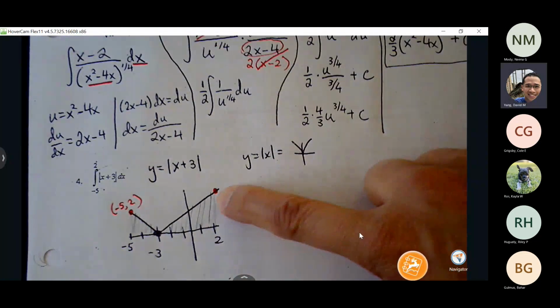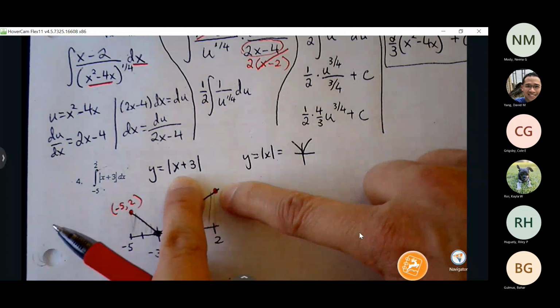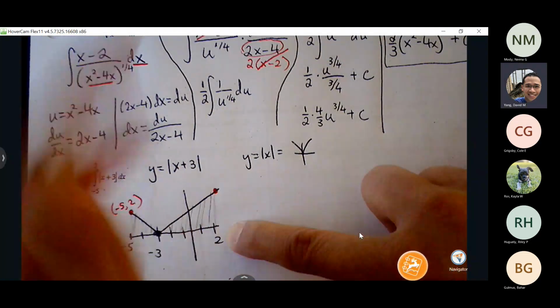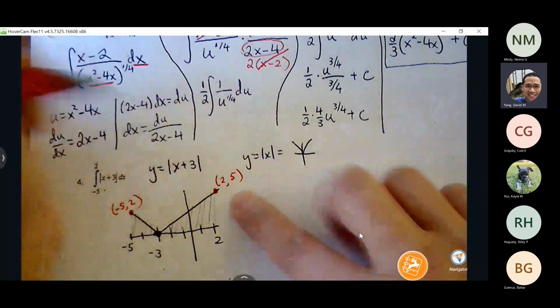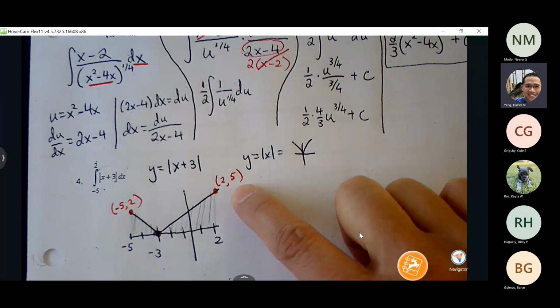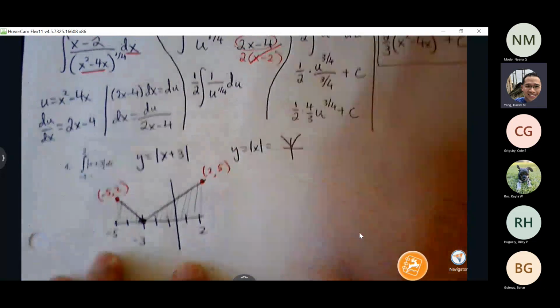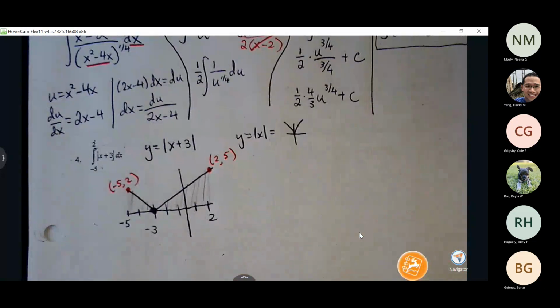It's also 2 units above the x-axis, which also represents your height. If I insert 2 into the function, 2 plus 3 is 5. So the ordered pair is (2, 5), and 5 also represents the height of your triangle.